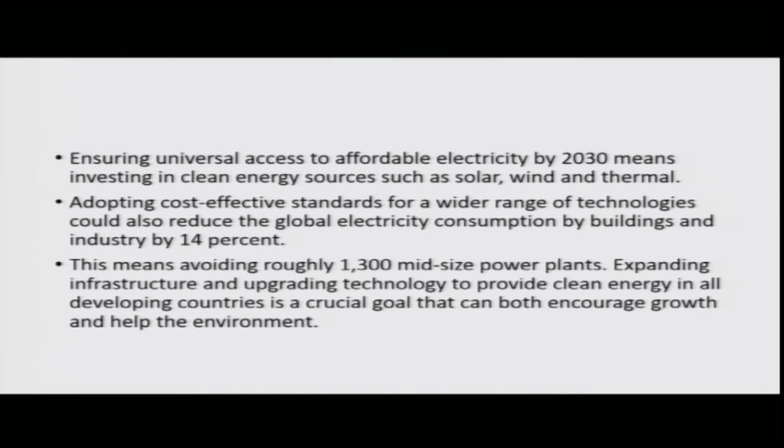Ensuring universal access to affordable electricity by 2030 means investing in clean energy sources such as solar, wind and thermal. Adopting cost-effective standards for a wider range of technologies could also reduce global electricity consumption by buildings and industry by 14%. See, we also should think in terms of how we build our houses, our offices, our new spaces which consume less electricity, less energy.